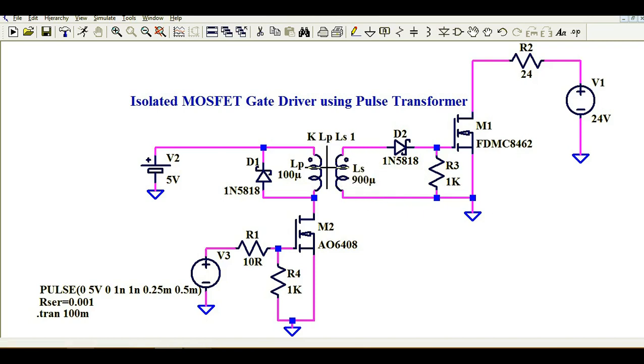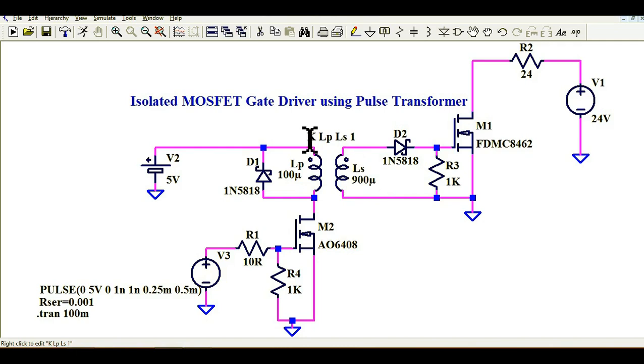So if you want to calculate the turns ratio, how will you calculate? It is the square root of LP divided by LS, 100 divided by 900. So you can see you have 1 turn in primary, and 3 turns in secondary. That means if you have 1 volt at primary, it will generate 3 volt at secondary. Since you have 5 volt at primary, it should generate 5 times 3, that is 15 volt here at secondary.